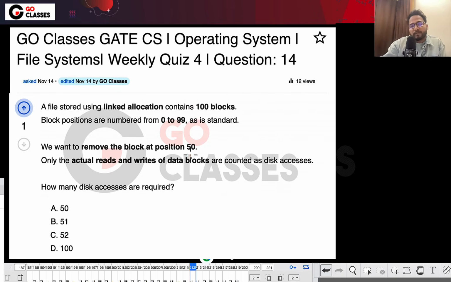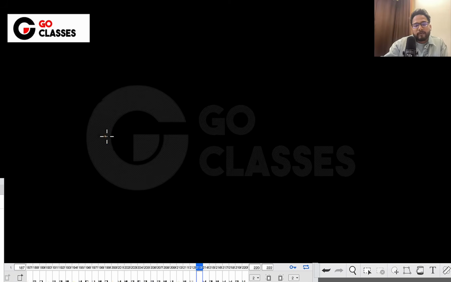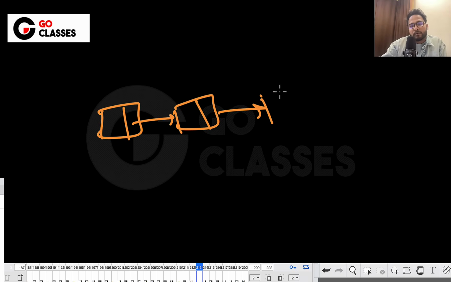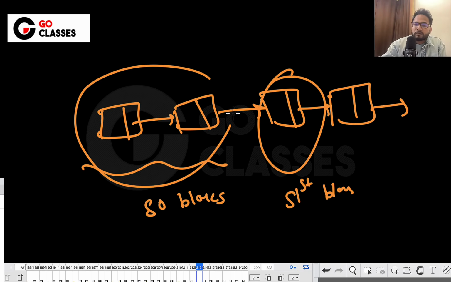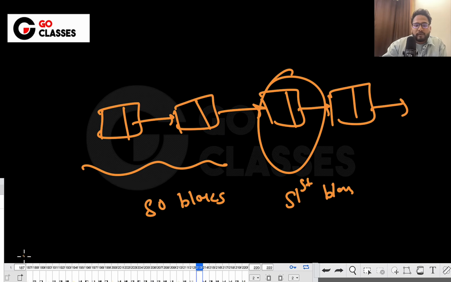Now again the same thing, they want to remove the 51st block in the linked allocation. Let's suppose this is the 51st block. Then basically these are the 50 blocks here. You have to read all of this, and then you have to read this also, because only then you get the pointer to the next thing. So ultimately your aim is to do this.